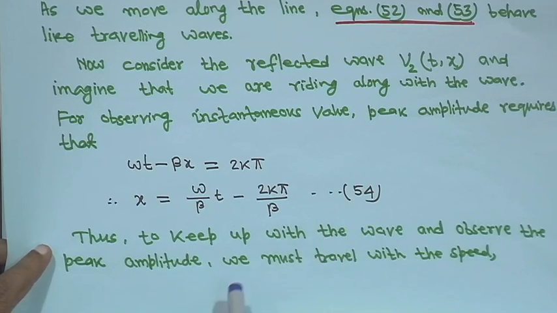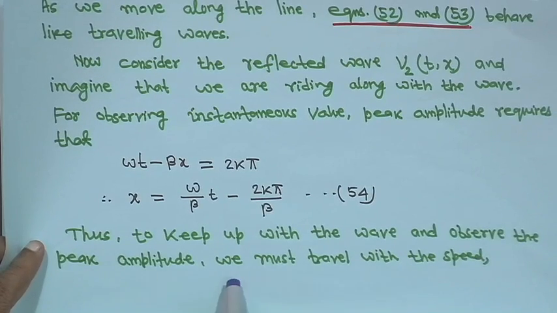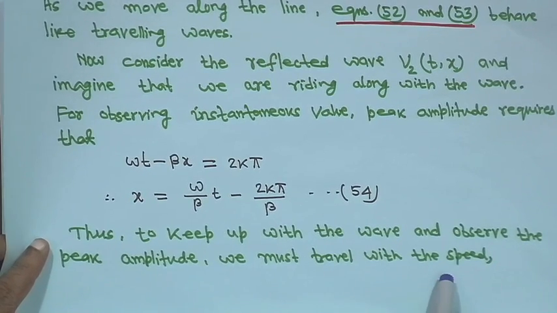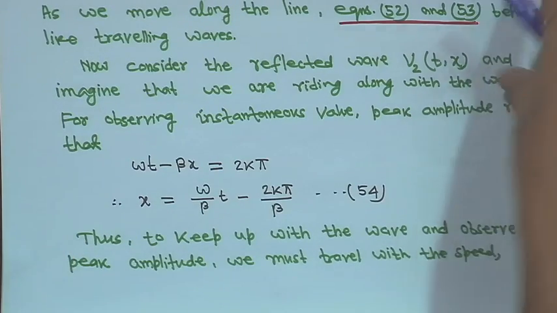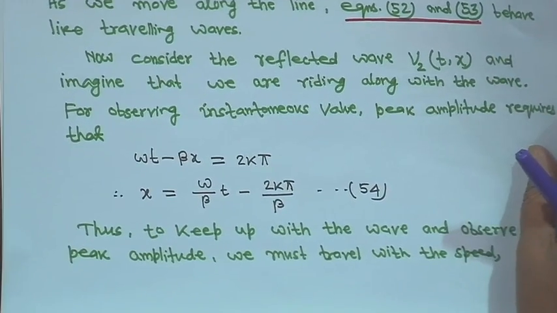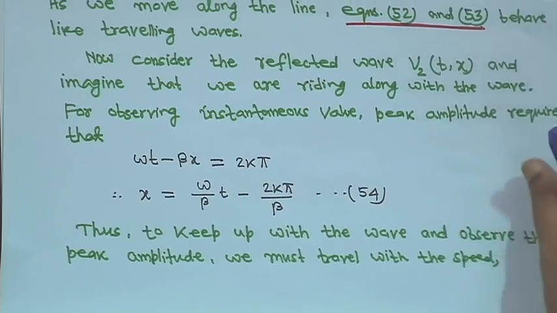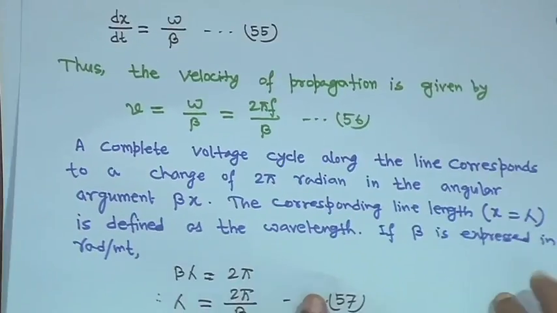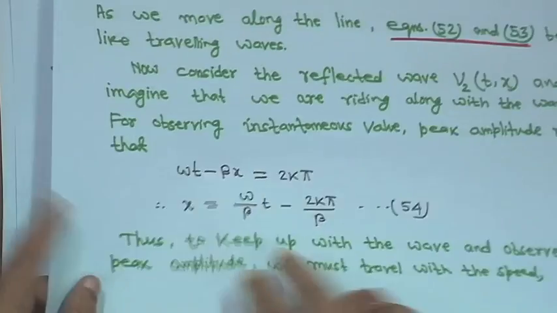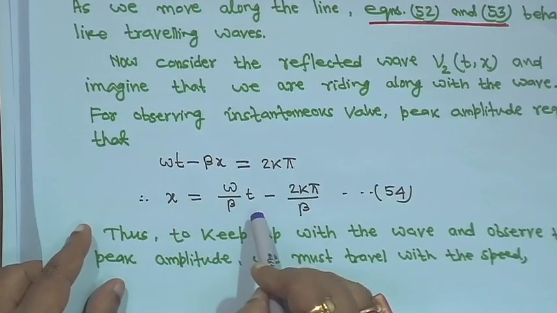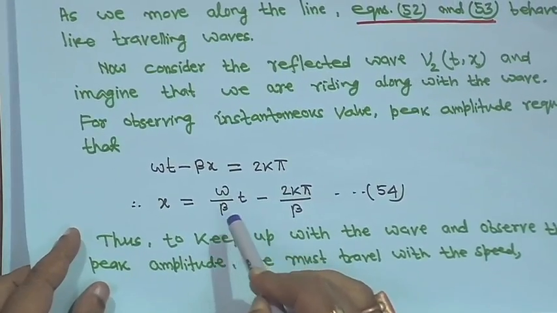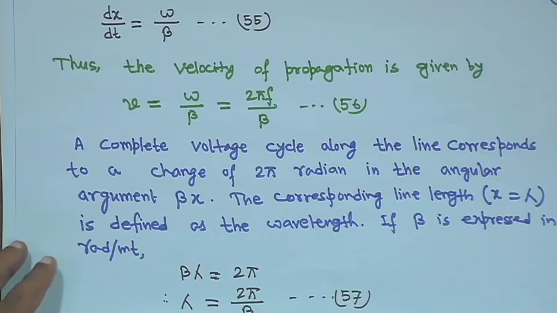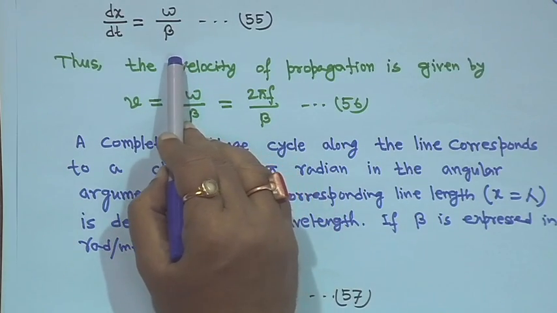Now, to keep up with the wave and observe the peak amplitude, we must travel with the wave speed. Whatever is the speed, if you want to observe that peak, then you have to travel with that. So you take the derivative with respect to time of equation 54. So dx upon dt will be omega by beta. Therefore, dx by dt will be omega upon beta.